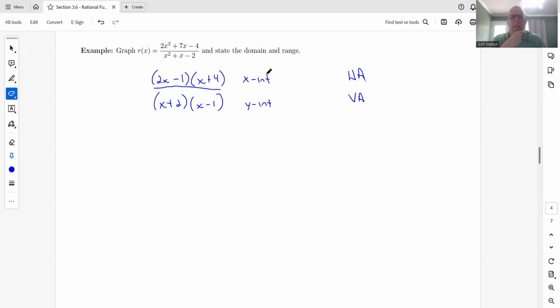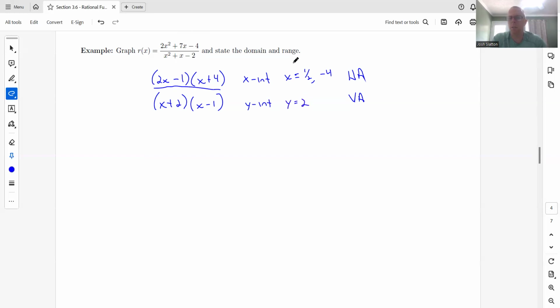Now for the x-intercept, we're just setting this equal to 0. And really, we're not worried about where the denominator is 0. We're worried about where the numerator is 0 for the x-intercept. And so we're setting both of these equal to 0. We get x equals 1/2, and we get x equals -4. And those are our two x-intercepts. For the y-intercept, that's pretty easy. We really just need to look up here, and we're plugging in zeros for the x. So those are all canceling out, and we're just left with -4 over -2, which is 2.